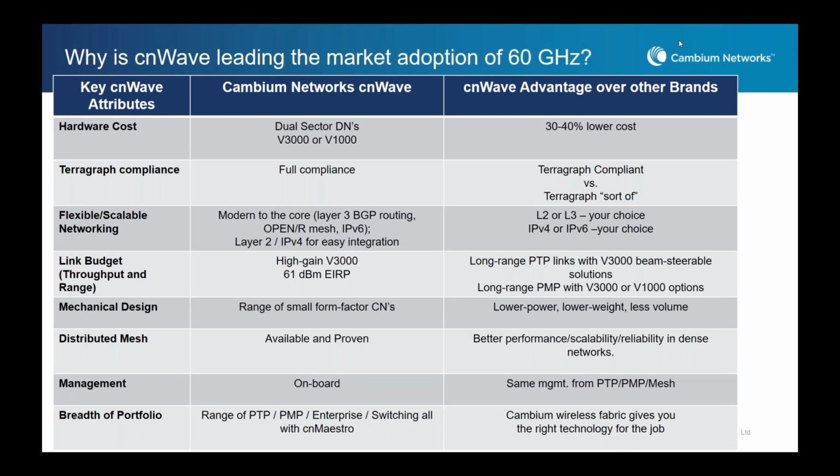We'll say many customers are deploying this with layer 2 IPv4, and it is a nice, easy integration into your existing network. Link budget, we talked about. Anthony covered that quite well with the V3000. The mechanical design, we covered that as well. You've got the small form factor CNs, and watch this space for some more designs coming down the road. But our goal is Cambium, with our long history of deploying millions of radios. Our focus is always low power, low weight, low volume, fit for purpose CNs and subscriber modules throughout our portfolio. So you'll see that continue.